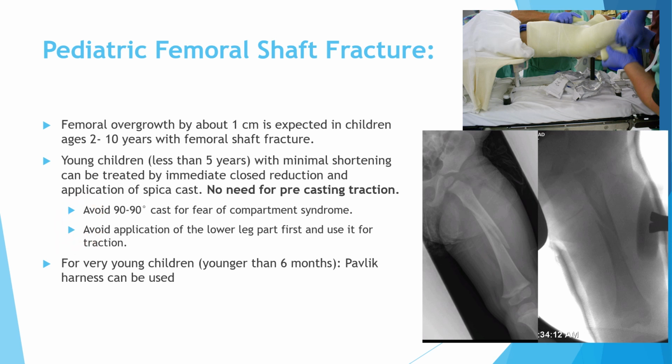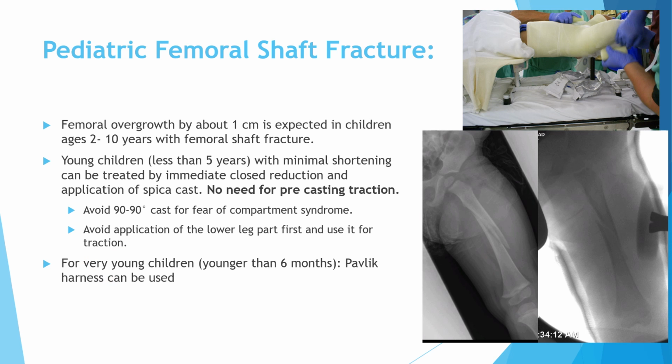So again, for children less than 5 years old, the treatment is immediate closed reduction and application of a spica cast. There is no need for traction for these kids. You don't need to do pre-casting traction. For very young children, 6 months and less, the treatment can be by Pavlik harness. The harness that we use for DDH, you can use for children that are 6 months or less. You don't have to apply a spica cast.